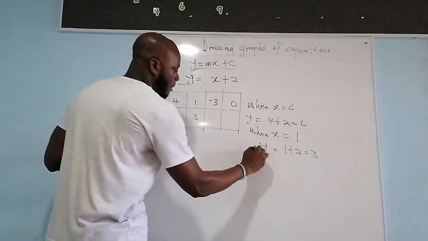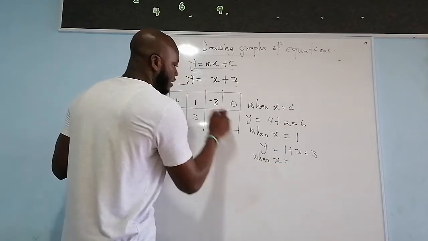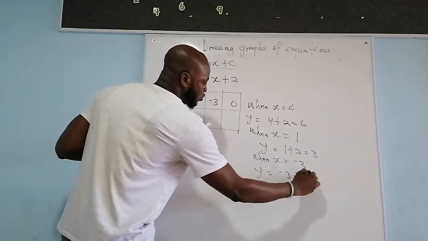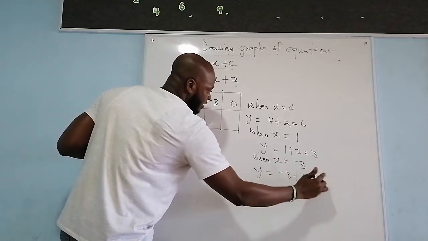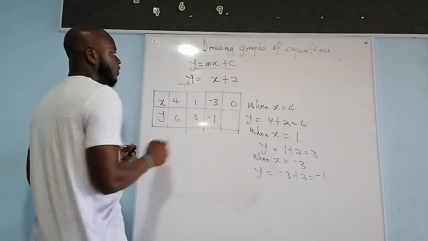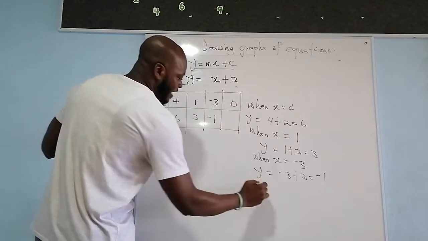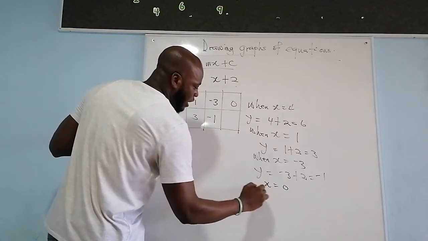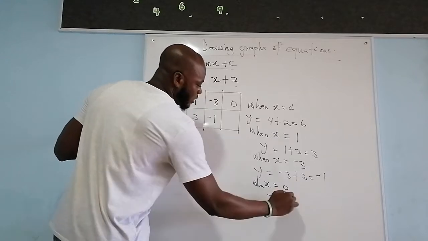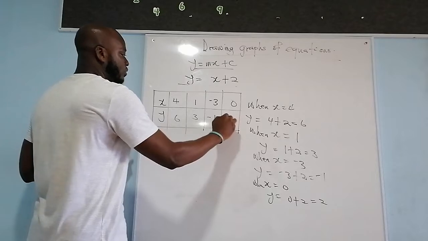And then when x equals -3, our y will be equal to -3 plus 2, which is equal to -1. So this value is -1. And then when our x is equal to 0, y will be equal to 0 plus 2, which is of course equal to 2. So the value will be 2.